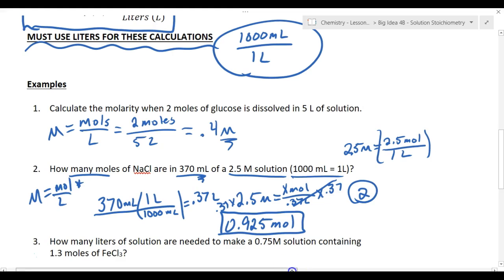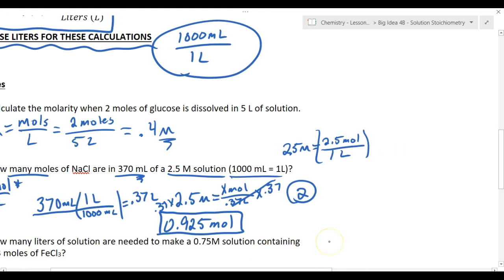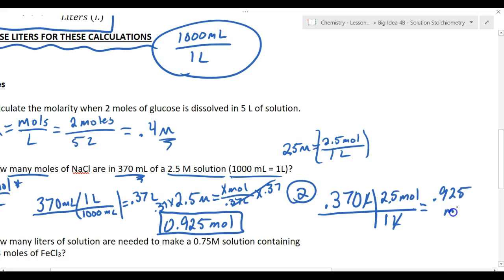So if we want to use it like that, what we want to start off with is we write our liters, what we are given in liters, 0.370 liters, and we make our T-chart. We know that there's 2.5 moles for every 1 liter. We solve for that, our liters cancel out, and we have 0.925 moles. Okay, so our second way to do this is we use our molarity as a conversion factor.